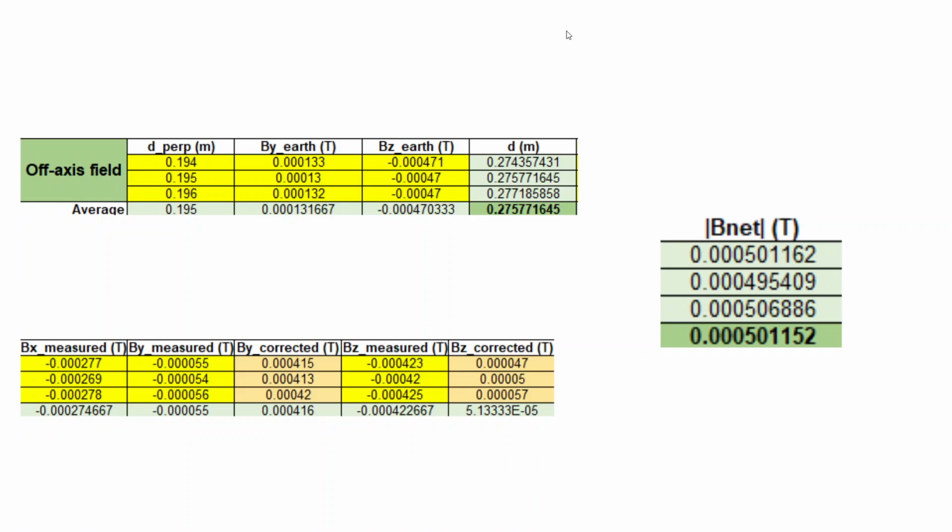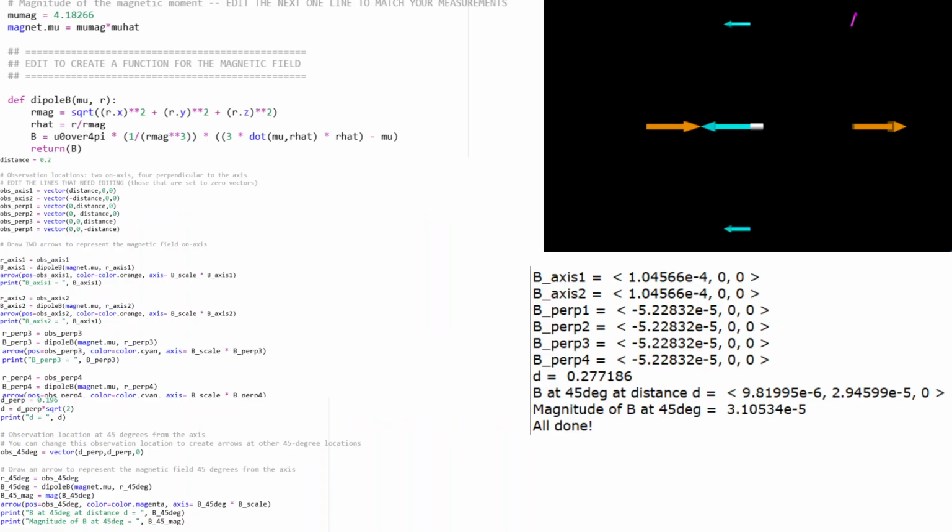After we did the on-axis, we did essentially the same thing for off-axis, made all the measurements, and I ended up finding that the net magnitude of the net magnetic field to be around 5.01 times e to the negative 4 teslas.